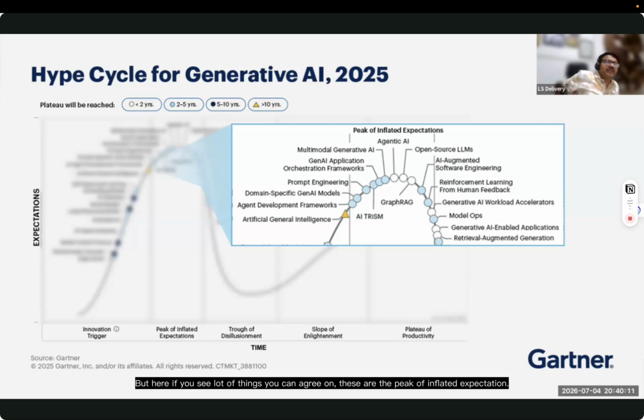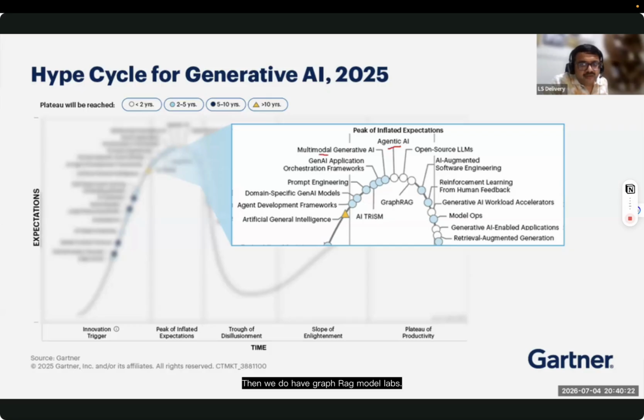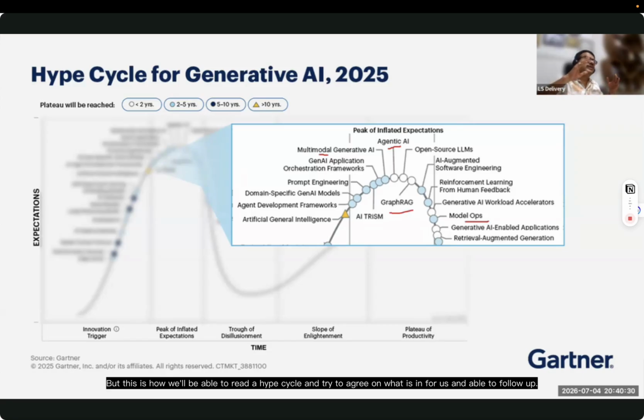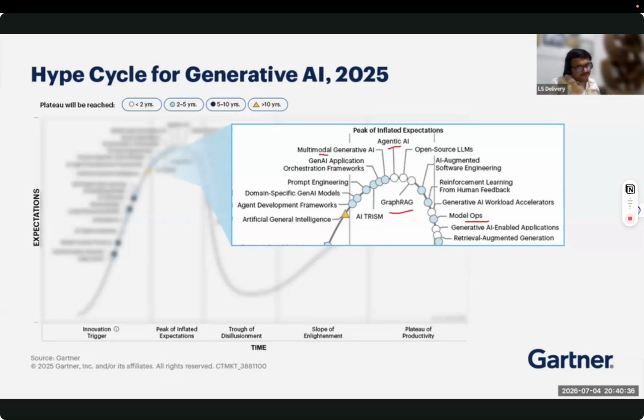But here, if you see, a lot of things you can agree on. These are all at the peak of inflated expectations. Agentic AI is still there. On top of it, multimodal Gen AI. Then we do have GraphRAG, Model Apps. At least some terminology looks familiar to you. But even if it is new, don't worry. This is how we'll be able to read a hype cycle, agree on what is in for us, and follow up.